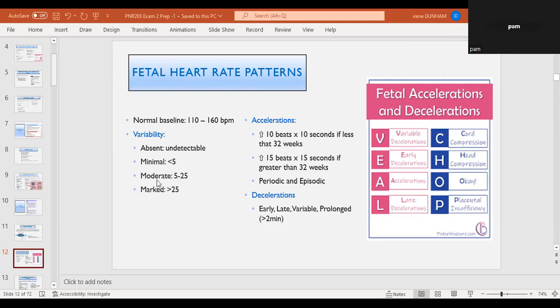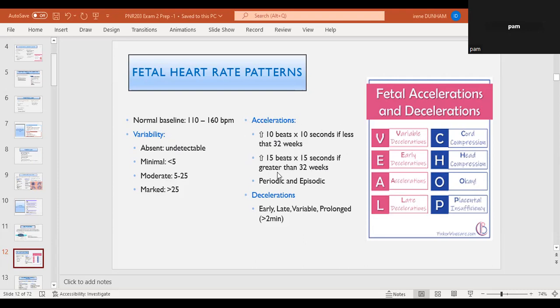So what do you think I would want to have? I want to have moderate variability. That means my baby is what? Well, okay. And then I have accelerations. Accelerations are A-OK. So I have now an increase of 10 beats for 10 seconds at less than 32 weeks. Yeah, because the poor little guy at 32 weeks, he's premature. If I have 15 beats for 15 seconds, if greater than 32 weeks, that's my accelerations.